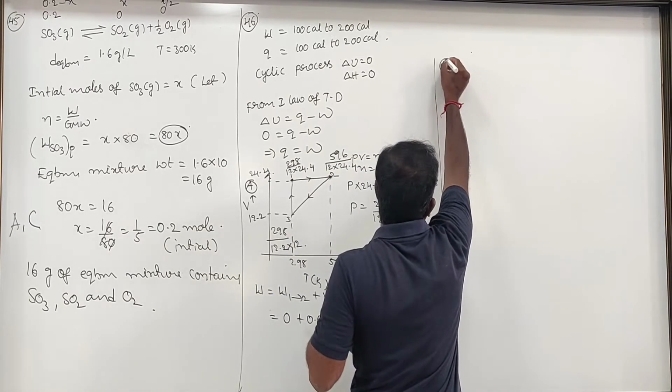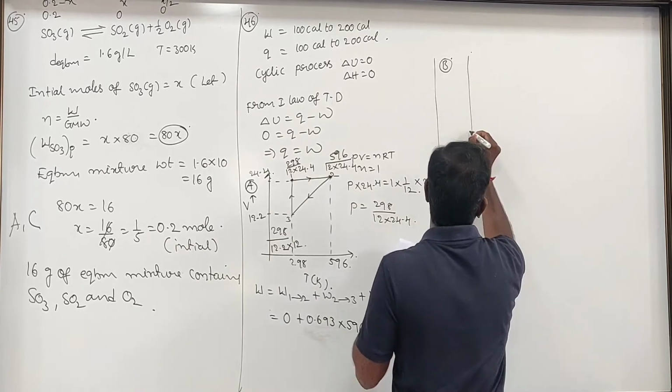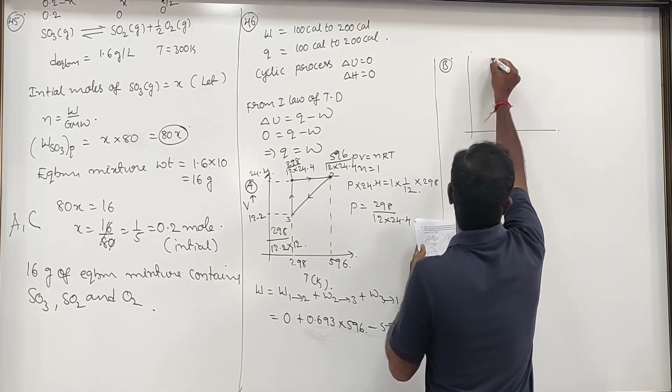Next, option B. In option B, we don't have that type of problem because both the pressure as well as volume have been given by them.